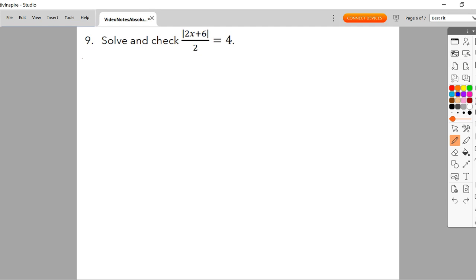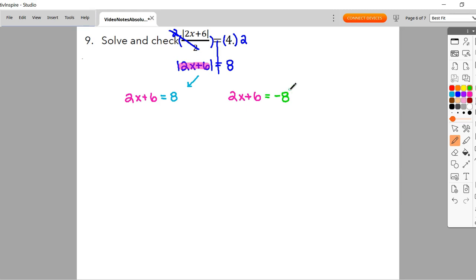Last example, here we go. The absolute value is not by itself, it's divided by 2, so we have to do the opposite, which is multiplying by 2. What you do to one side, you do to the other. That cancels out to the absolute value left alone on the left side, and 4 times 2 becoming 8 on the right side. We split it into our 2 possible answers. Remember, it is so important that we keep the absolute value expression of 2x plus 6. It will be equal to a positive 8, and that same 2x plus 6 will also have the possibility of being equal to a negative 8. We solve each one down.